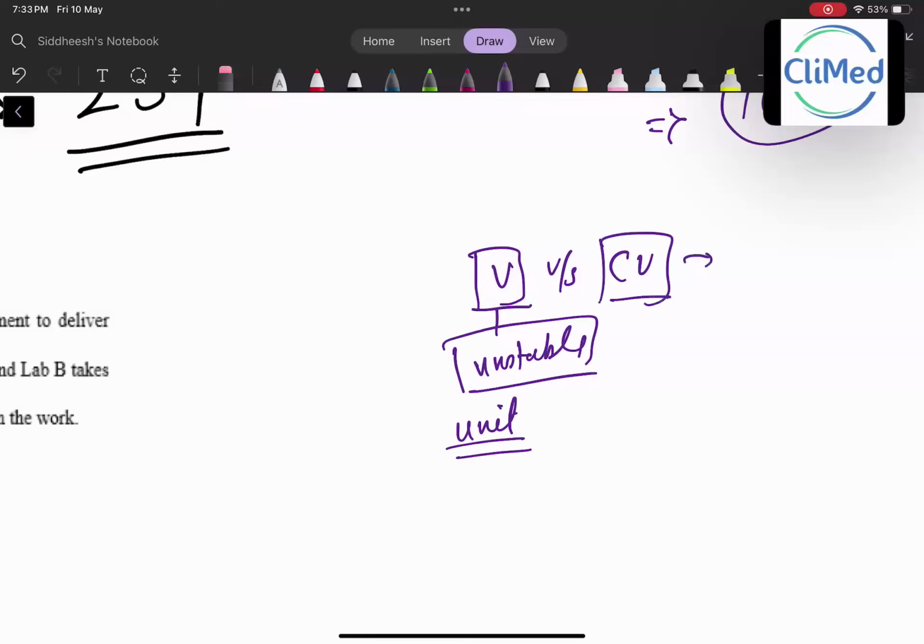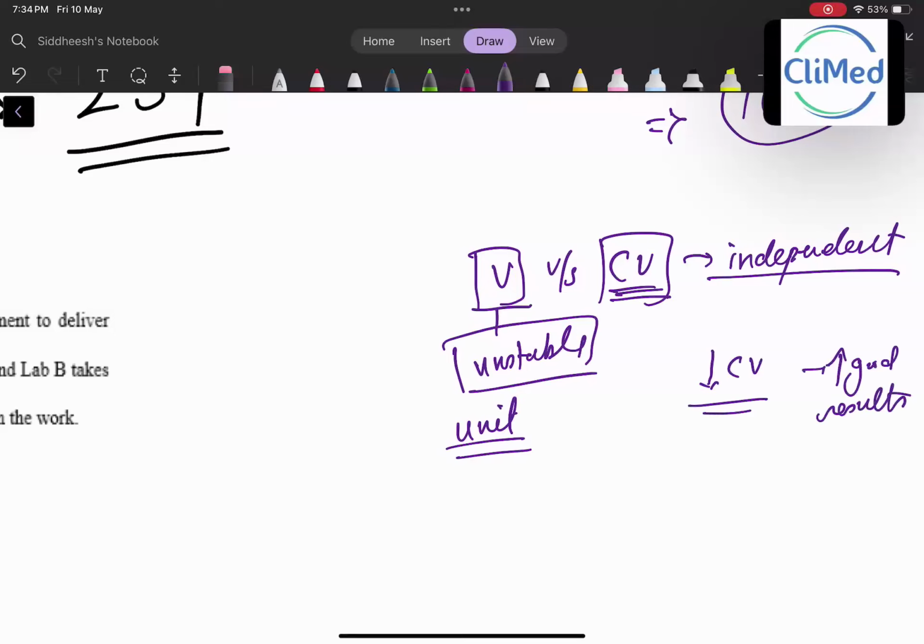But CV does not rely on the security. It does not depend on what? Your units. So this is completely independent. People who are not depending on each other are more strong, right? So CV is comparatively more strong than V. Remember one more thing: lesser the value of CV, the better the results.